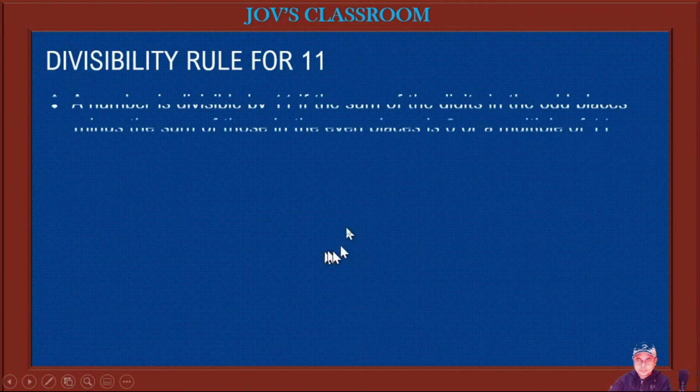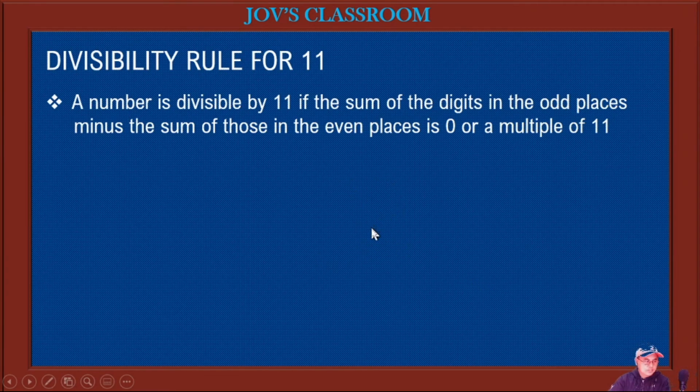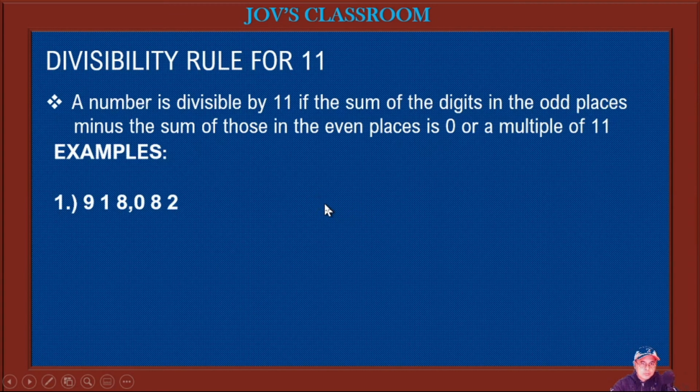The divisibility rule for 11. A number is divisible by 11 if the sum of the digits in the odd places minus the sum of those in the even places is 0 or a multiple of 11. Okay, let's have an example. For example, we have 918,082.